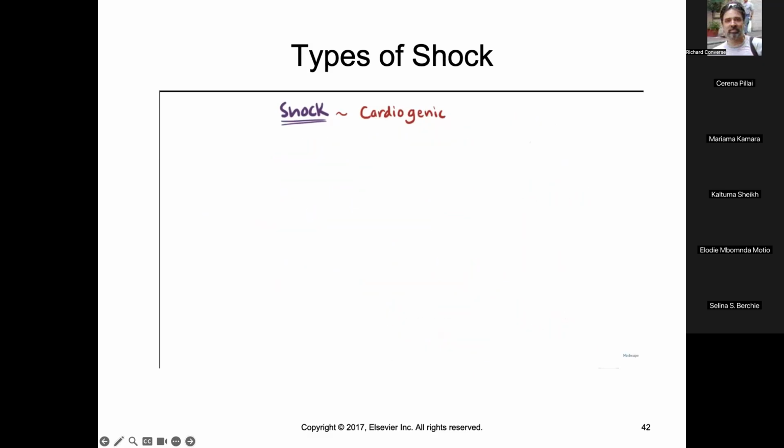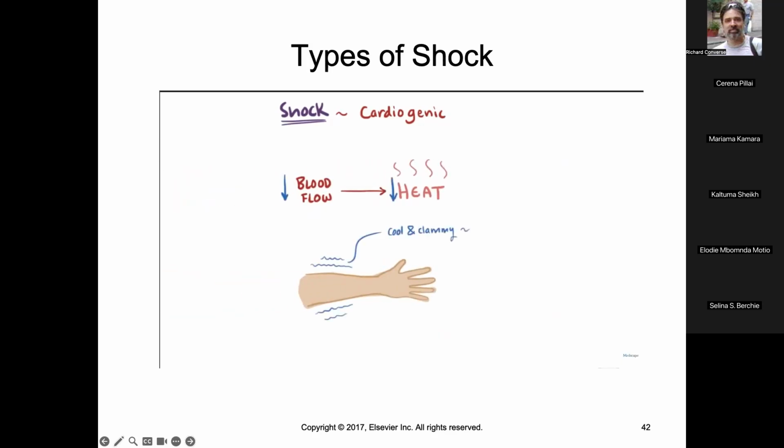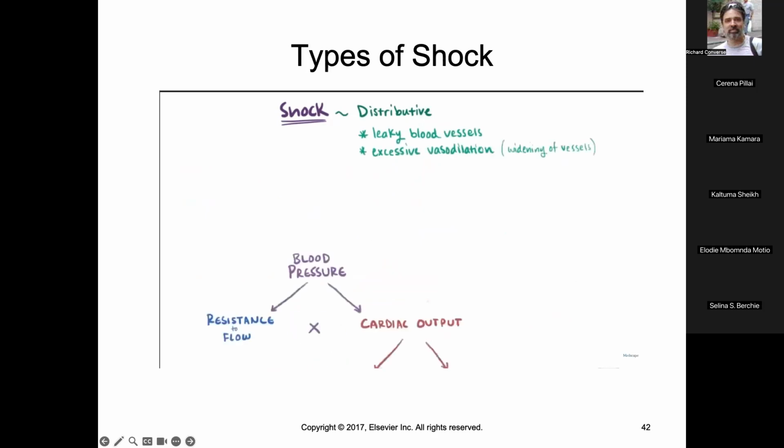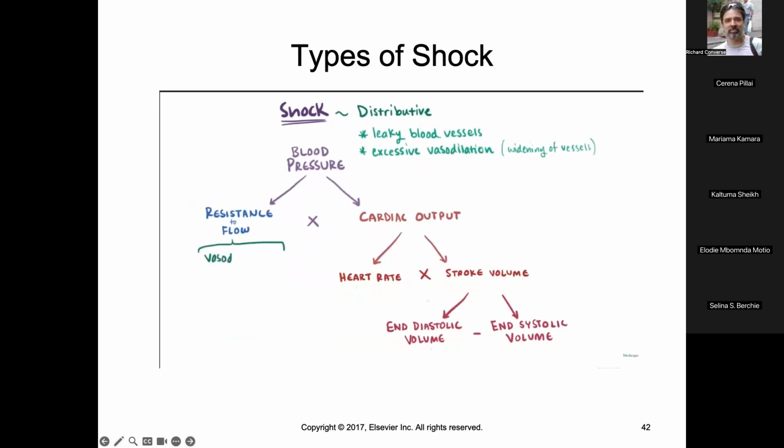Similarly to hypovolemic shock, a reduction in cardiac output leads to lowered blood flow, so the skin gets cool and clammy, and so cardiogenic shock is also considered a kind of cold shock. All right, the third main category of shock is called distributive shock, where there's typically a leakiness of blood vessels and an excessive amount of arterial vasodilation, or widening of the peripheral blood vessels, which remember is one of the components of vascular resistance. If arterioles dilate, vascular resistance to blood flow goes down and blood pressure goes down, leading to less perfusion and distribution of blood to organs and tissues.